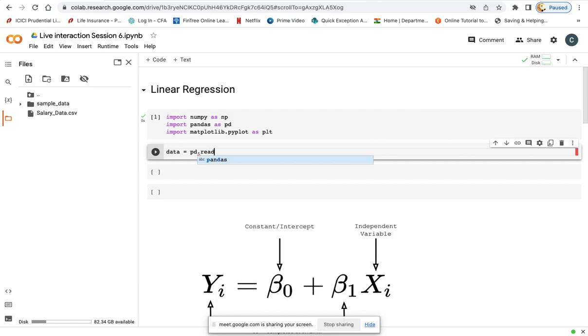Round b0 and b1, and round. The round function is used because we might get values with many decimal places, so we are just rounding them to two decimal places. Whatever the value of b0 is, we round it to two decimal places, and the same for b1. Once we get b1, b0 and the regression line expression, we return these three values.